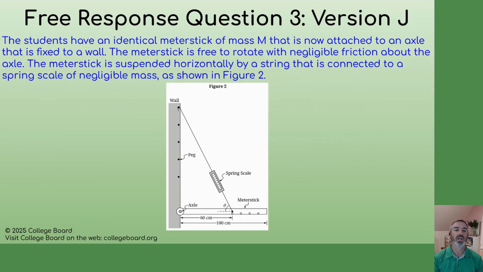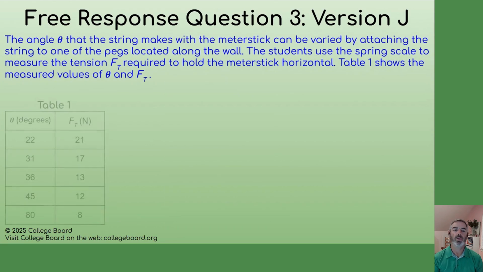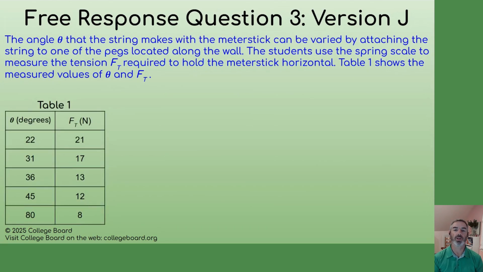Now the students have an identical meter stick, a mass m, that is now attached to an axle that is fixed to a wall. The meter stick is free to rotate with negligible friction about the axle. The meter stick is suspended horizontally by a string that is connected to a spring scale of negligible mass as shown in figure 2. And the angle theta that the string makes with the meter stick can be varied by attaching the string to different pegs along the wall.